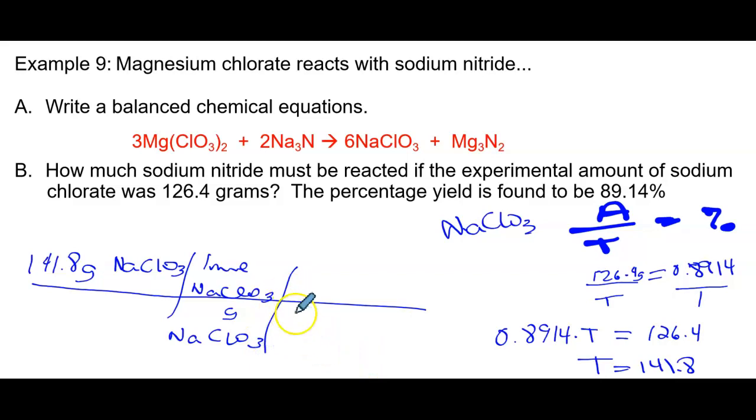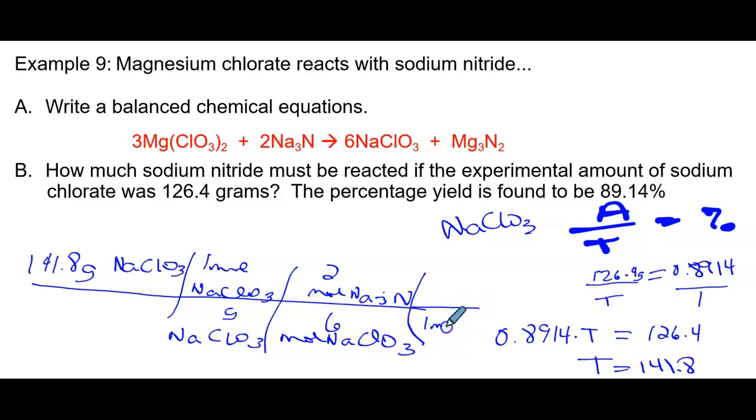We can mole shuffle next. So we have moles of sodium chlorate here to cancel. Where we're going goes on top. We're going to sodium nitride, so we're going to have moles of sodium nitride on top. The number that's with sodium chlorate is 6. The number that's with sodium nitride is 2. So now we're into moles, but generally speaking in chemistry, we want to get to grams or volume.